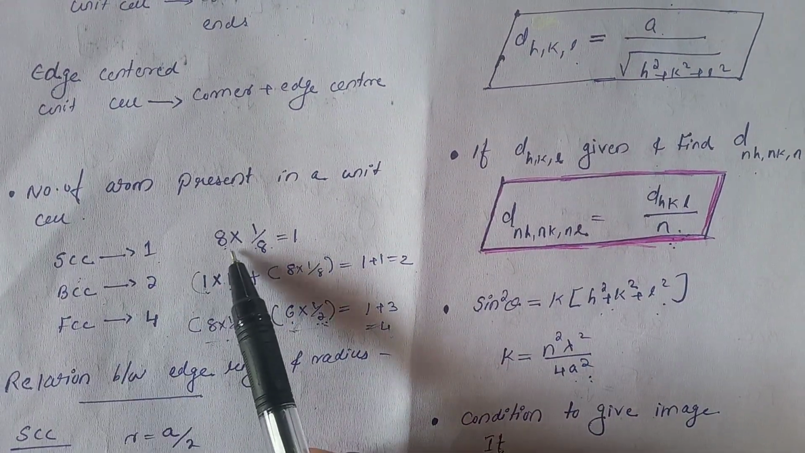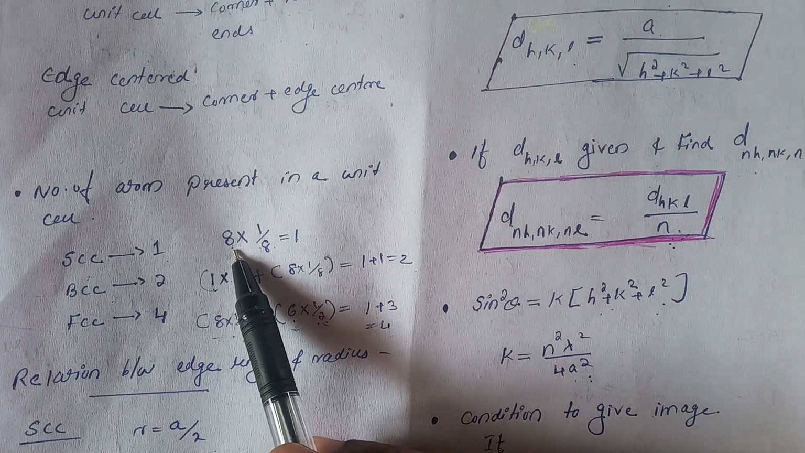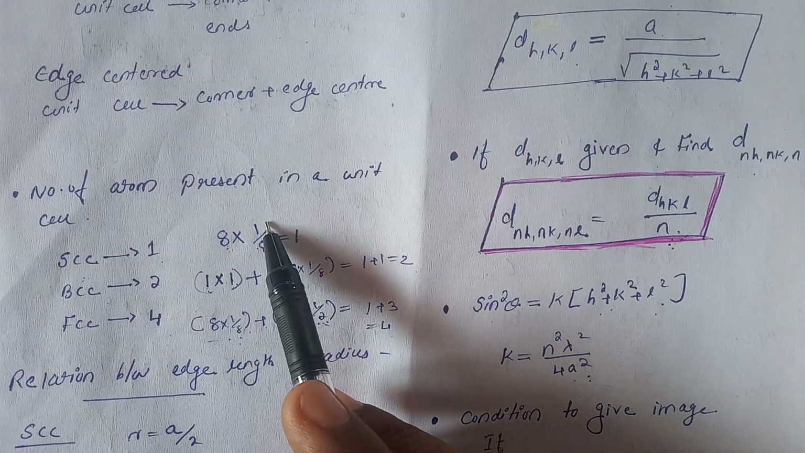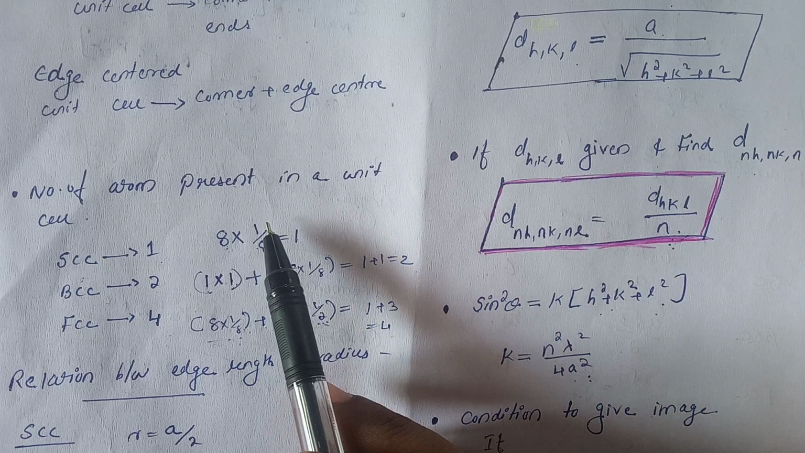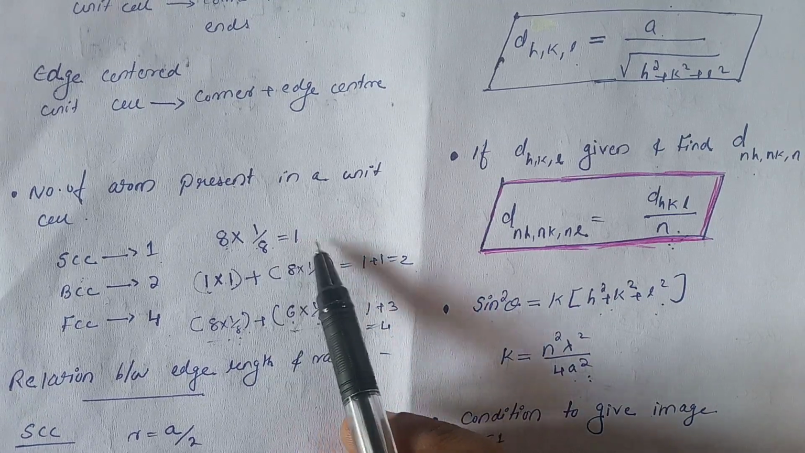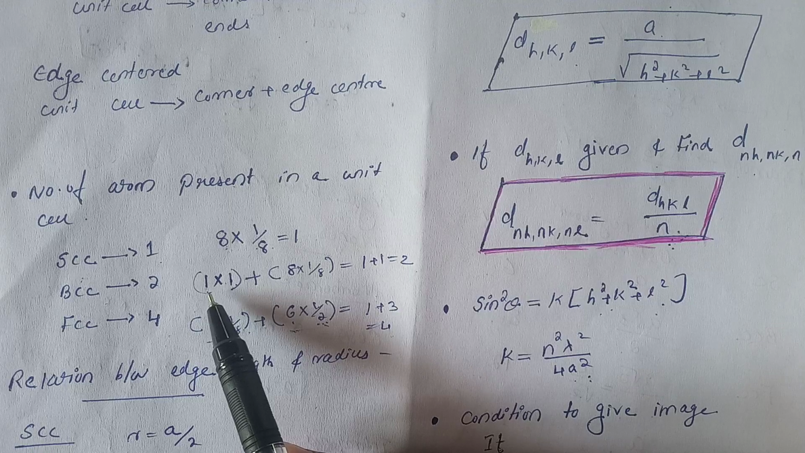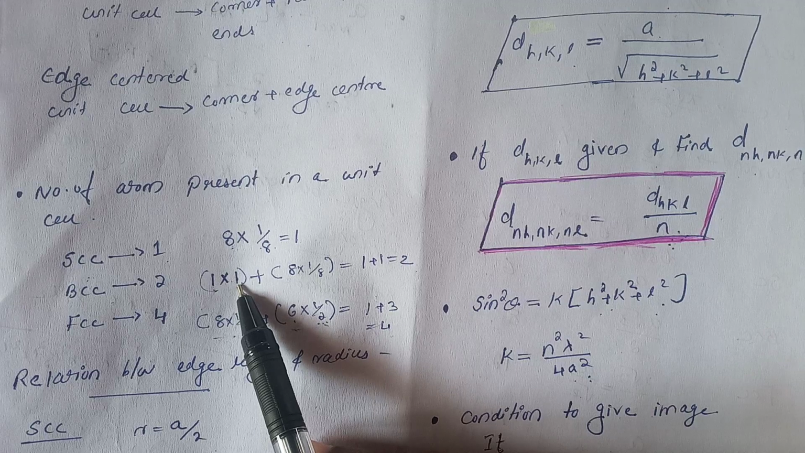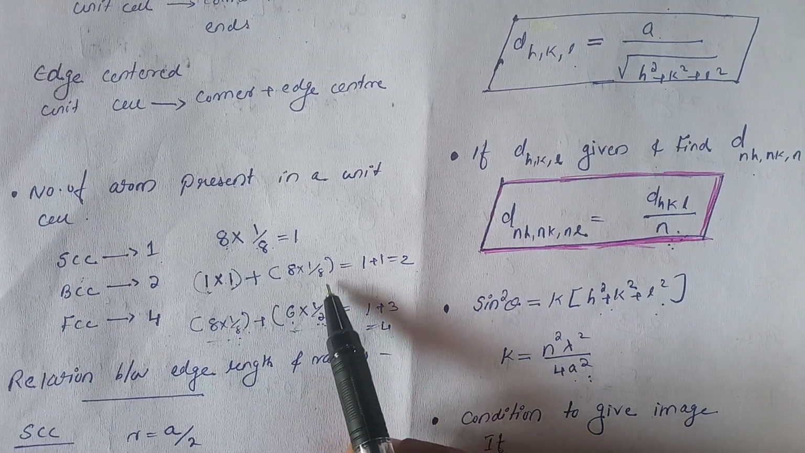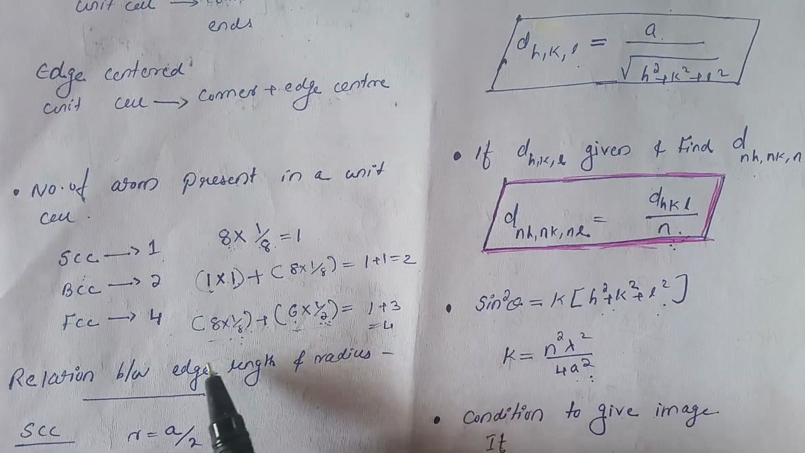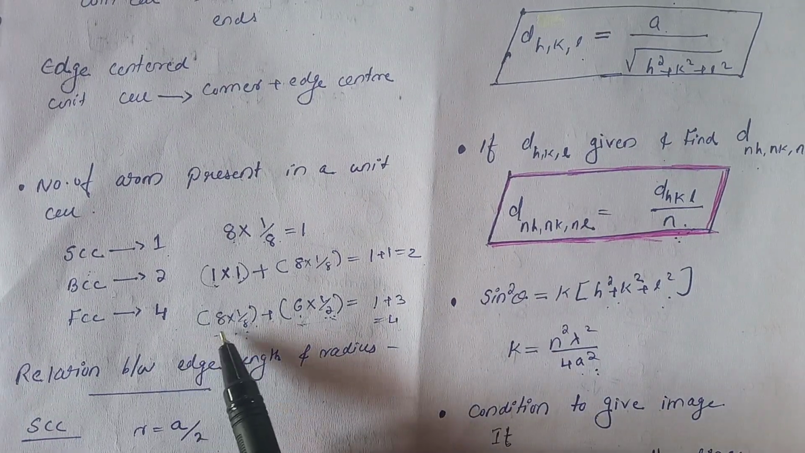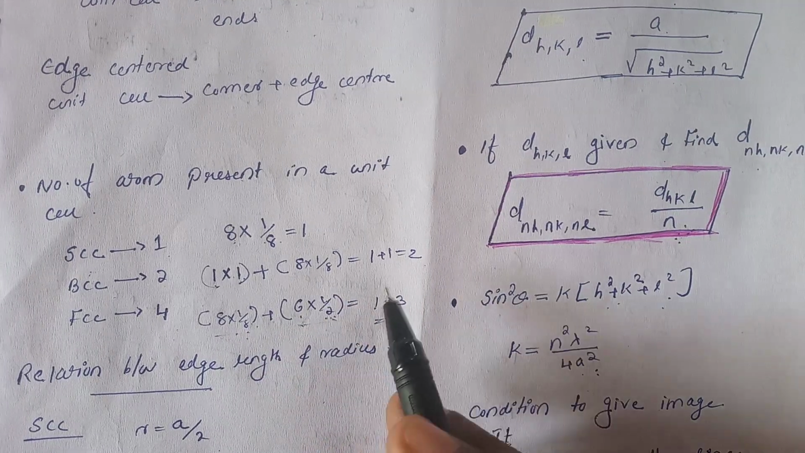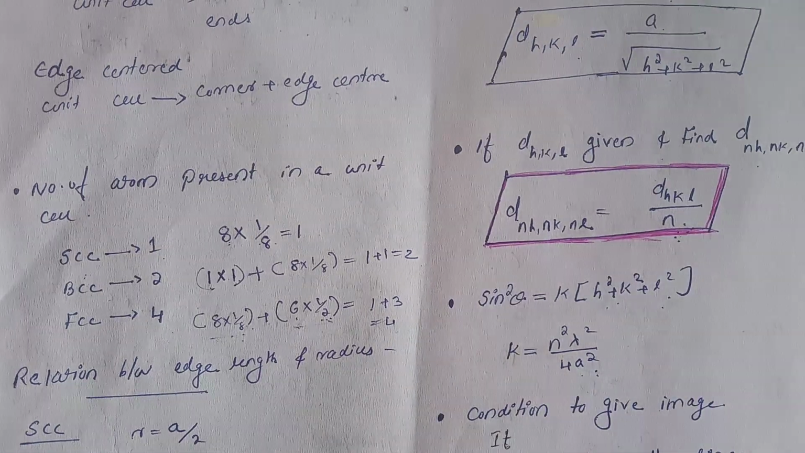In simple cubic, the lattice points are present at the corners. So there are 8 corners, and each corner has the contribution of 1 by 8 cube, so 8 into 1 by 8 equal to 1. In case of BCC, lattice points are present at the body center and also the corners. So body center into contribution 1 plus 8 corners into 1 by 8 contribution, 1 plus 1 equal to 2. And in case of FCC, corner 8 into 1 by 8 plus 6 faces into 1 by 2 contribution equal to 1 plus 3 equal to 4.